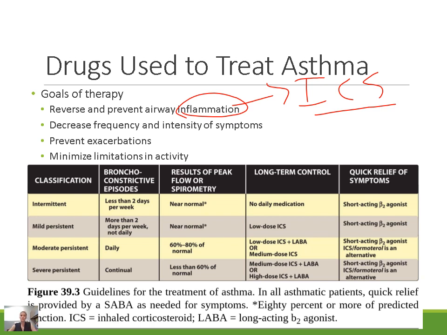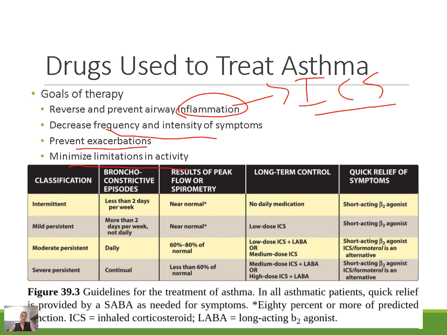We use medications in order to decrease the frequency and intensity of symptoms. This improves the patient's quality of life. We prevent exacerbations. We want to make sure the patient's lung function is optimal so they don't get into these severe asthma exacerbations that end up with the patient being hospitalized or really, really ill. And then we want to minimize limitations in activity. We want to make sure patients are able to exercise, that they're able to play sports, that they're able to go for a walk outside. These are all healthy activities that patients should be able to do.